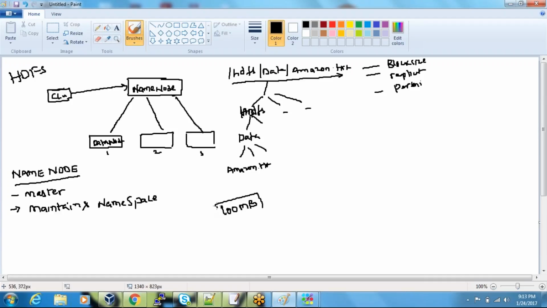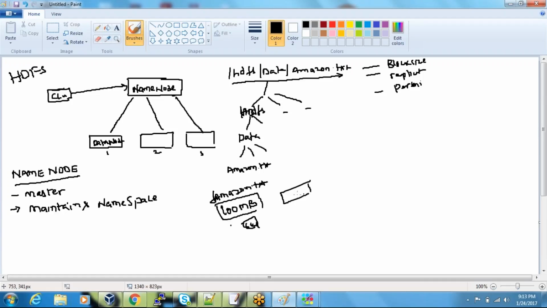My file is 100 MB. This is my file, file 1. Let's take the same name, Amazon file. This is my file name. So now my file is 100 MB. What is my block size? 64 MB, correct? So if it is a 64 MB block, two blocks will come.